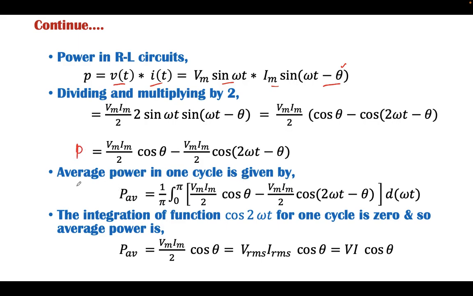If we want to find the average value of this function, then we have to take the integration over the period 0 to pi. Integrating this function from 0 to pi and simplifying, the resultant value will be equal to Vm Im by 2 cos theta. This component will become 0 after simplification. Then the resultant value will be Vm by root 2 times Im by root 2, that is Vrms Irms cos theta, or simply V into I into cos theta. In electrical engineering, there is a special significance of cos theta, and this is known as the power factor.